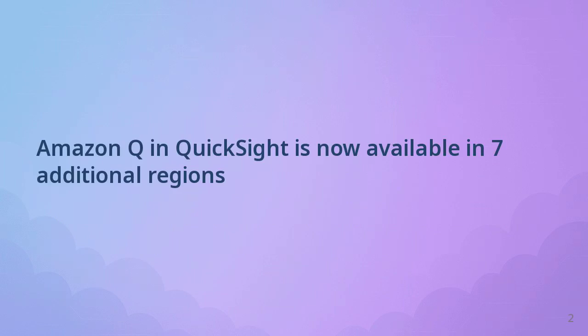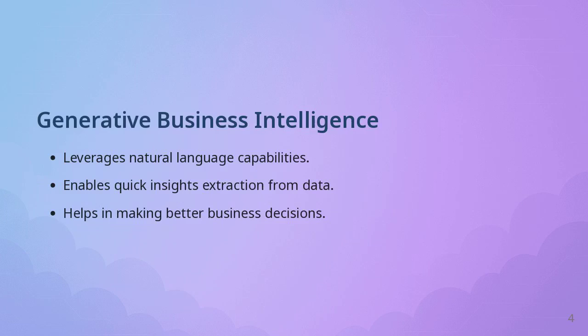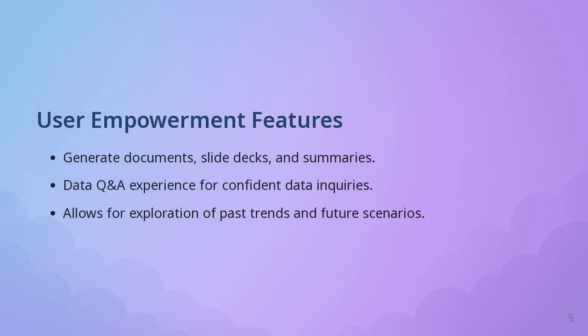Amazon Q in QuickSight is now generally available in several new regions, enhancing accessibility and performance for a global user base. The latest expansion brings the power of generative business intelligence to more users, allowing for the rapid extraction of insights and informed decision-making. With Amazon Q, users can easily create tailored reports and confidently explore data beyond existing dashboards.